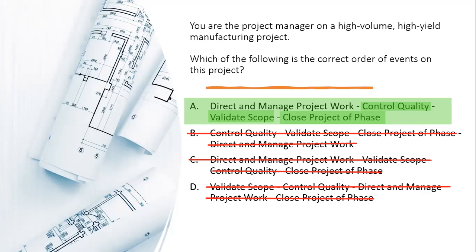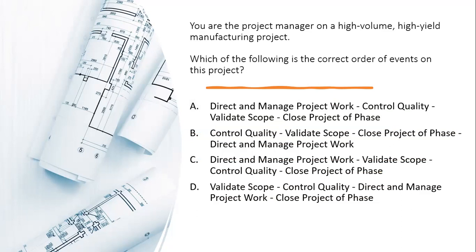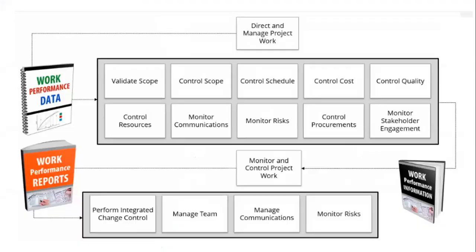Now, I want to clear up the image that we have in a number of our videos on WPD, WPI, WPR. There was some confusion, with one of the students thinking that the image showed a sequence of events, and I want to clear that up. So let's go to it. In this image, we can see direct and manage project work leading into a bunch of other processes. Now, I want to make it very clear. This image is not talking about the sequence of events going from here to here to here.